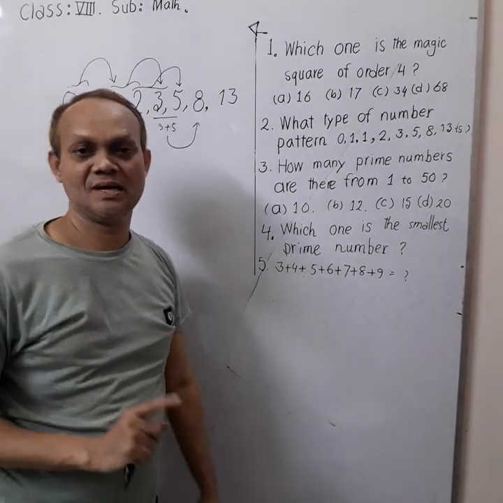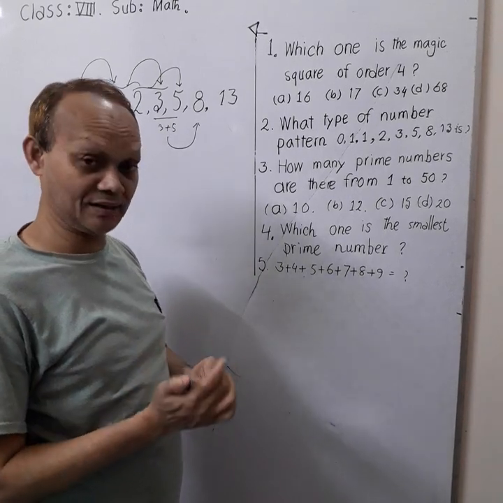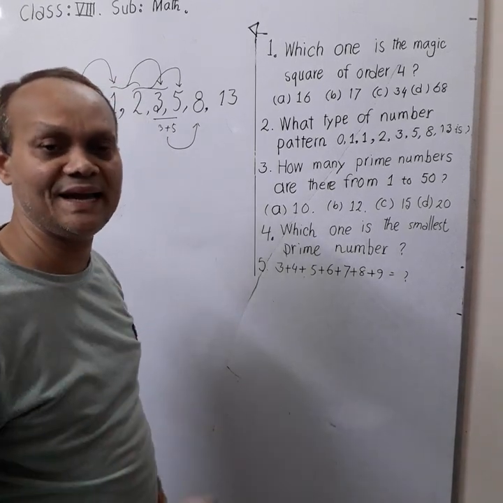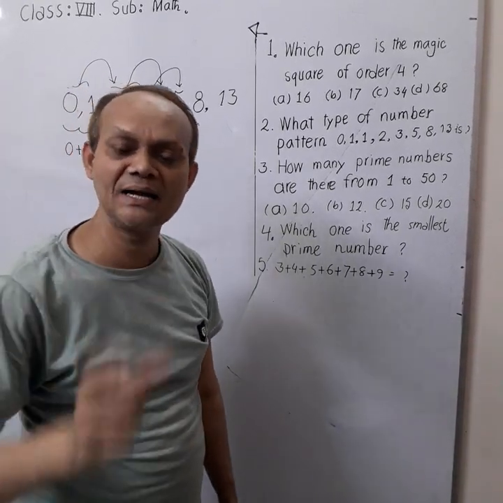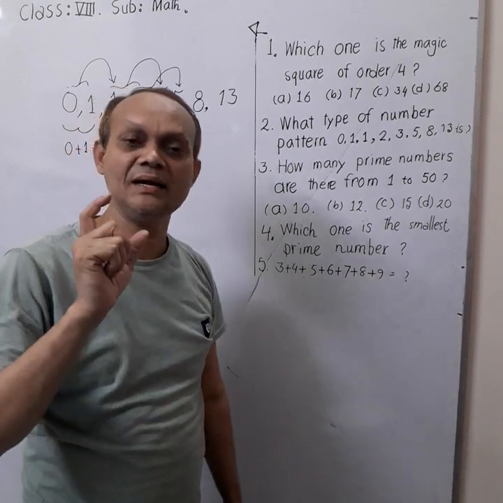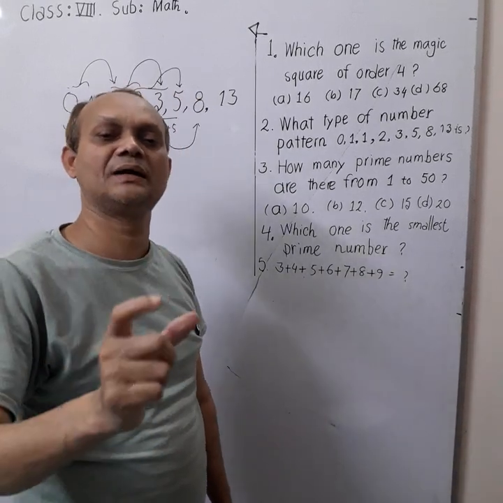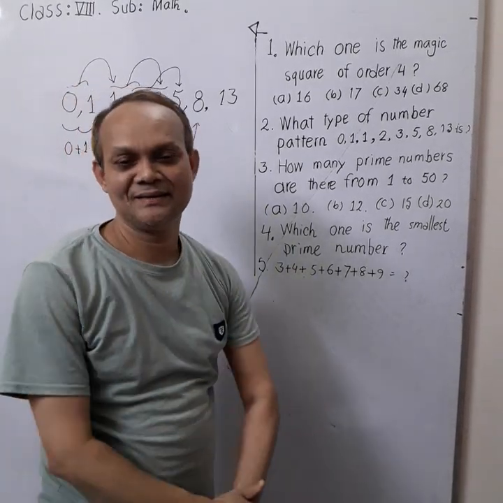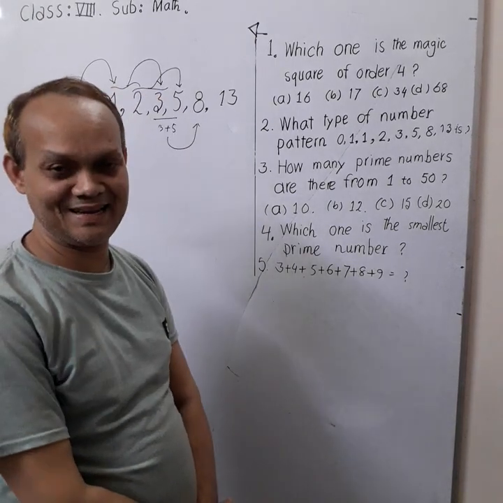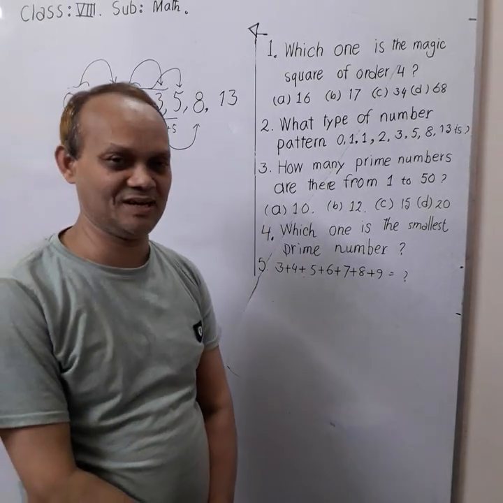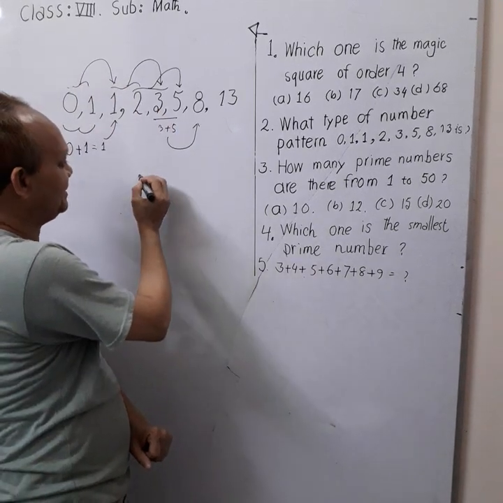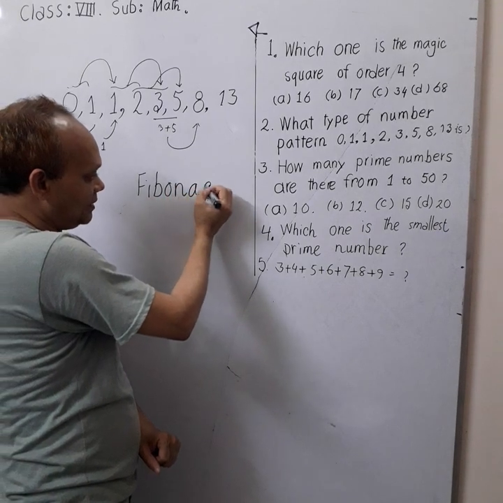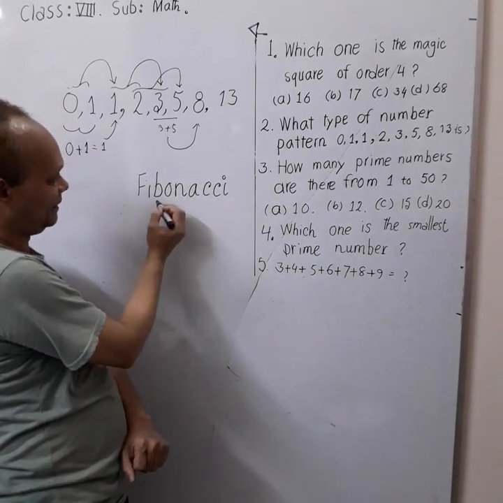My dear students, try to understand when the number patterns show this type of sequence, then this is called Fibonacci series or Fibonacci number list or Fibonacci number pattern. Dear students, Fibonacci, the name is very interesting and a little bit exceptional. Say I am writing here, Fibonacci.